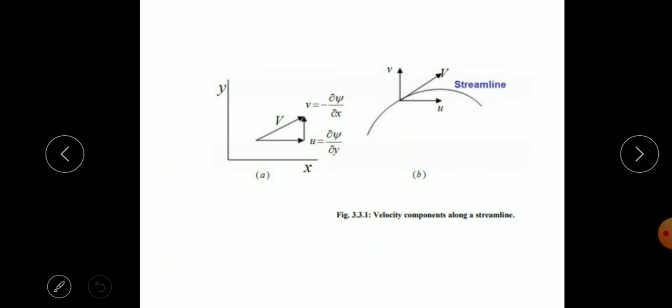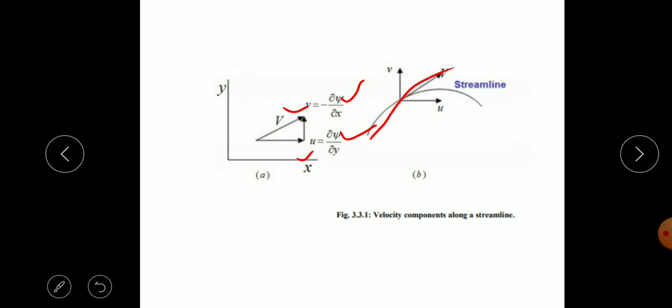So here we have shown, if we can take the changes, here u is positive. So differentiation of psi with respect to y is u, and differentiation of stream function psi with respect to x is v, that is right angle. So this is called a stream function.